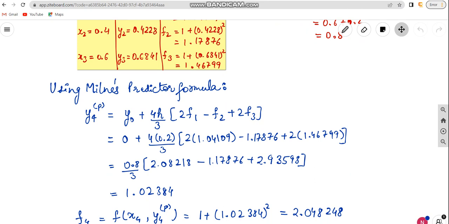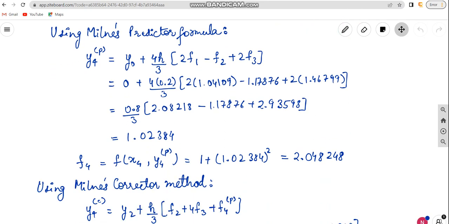So using the Milne's predictor formula, I'll calculate the predicted value of y4. So the predicted value of y4 using the formula would be y0 plus 4 times h by 3, in the brackets, 2 times f1 minus f2 plus 2 times f3. So it is coming out to be 1.02384. Now, the f of 4 at this predicted value is calculated to be 2.048248.